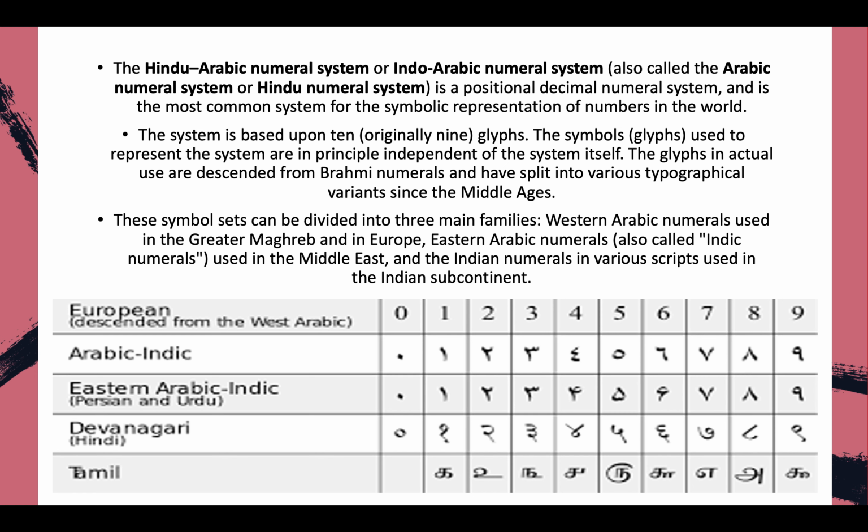The first one is the European, which is the Western Arabic numerals. The second one is the Arabic Indic, which lies somewhere between the Western and the Eastern Arabic. The third is the Eastern Arabic Indic, and the fourth and fifth ones, Devanagari and Tamil, belong to the Indian subcontinent, and these are Indian numerals.